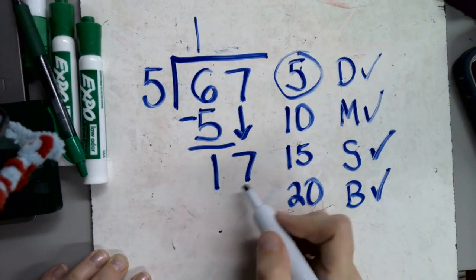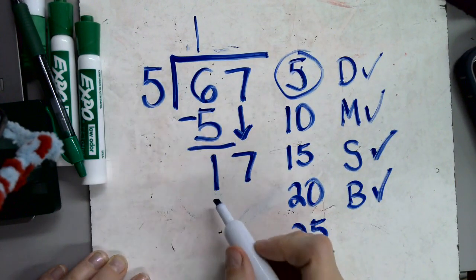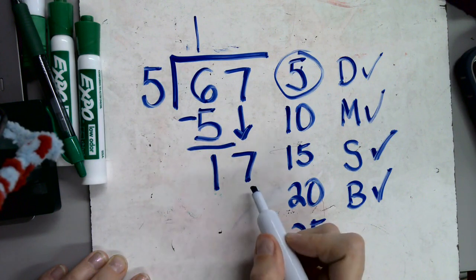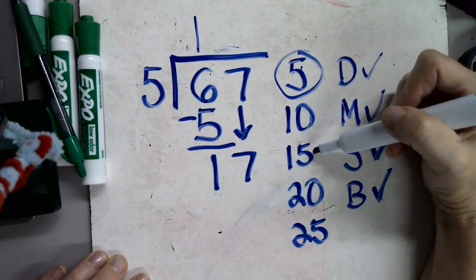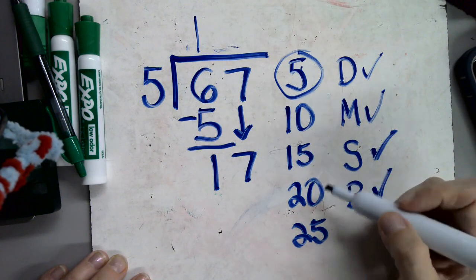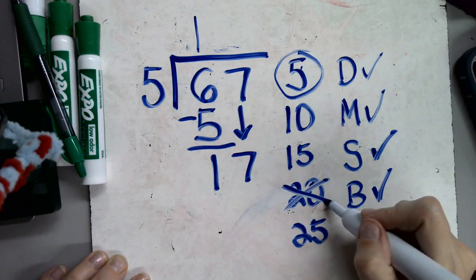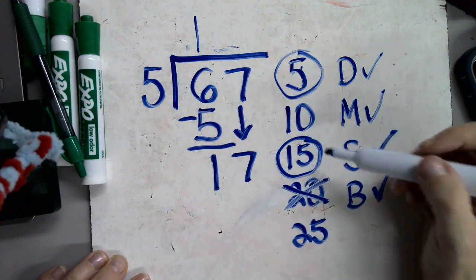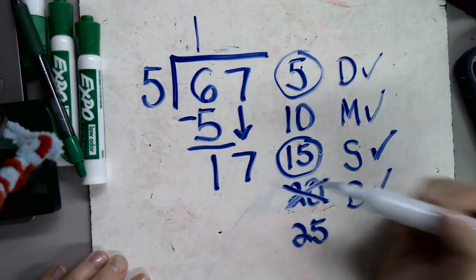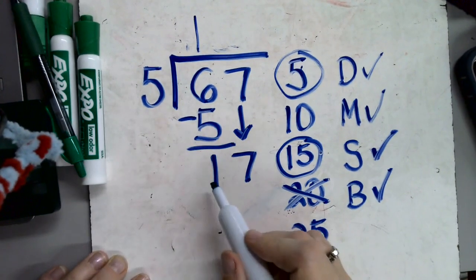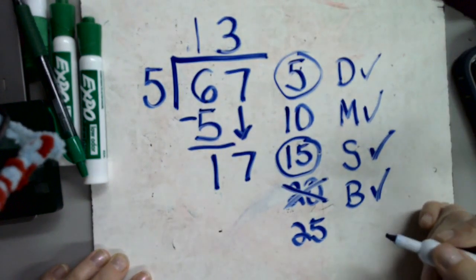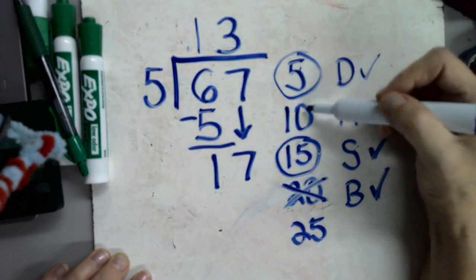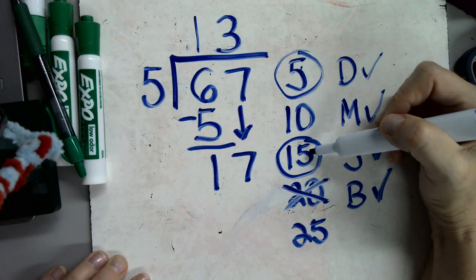Now we're saying 17. How many 5s will it take to get to 17 or almost 17 without going over? Well, let's see. 5 times 1, 5 times 2, 5 times 3, oh, this is close. 5 times 4, oh, that's too much. So we know 5 times 3 is 15. That is close to 17. So we're going to say 17 divided by 5 is almost 3, because this is 1, 2, 3. 3 times 5 is 15.